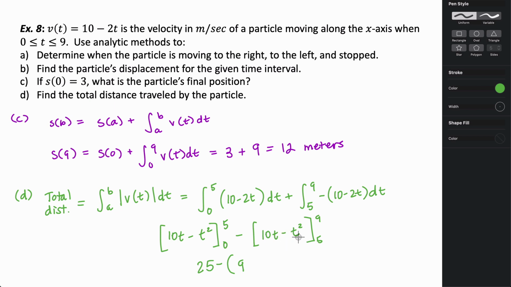And then plugging in 5, I already saw that's going to be minus 25. So 9 minus 25, that's negative 16, but we're subtracting it, so it's going to add. So 25 plus 16 is going to be 41. So the total distance traveled is 41 meters.